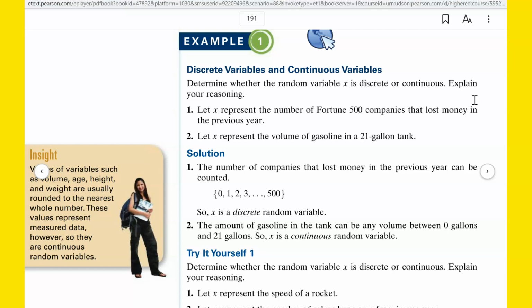What about the length of your foot? That's continuous. What about your shoe size? That's discrete because the length of your foot is continuous. It could be anything from 0 to whatever, but the shoe size is either like a 10 or 10.5 or an 11. So it skips numbers. Your shoe size does.